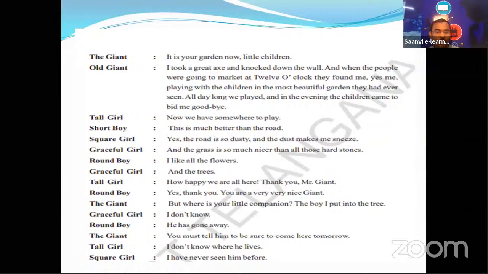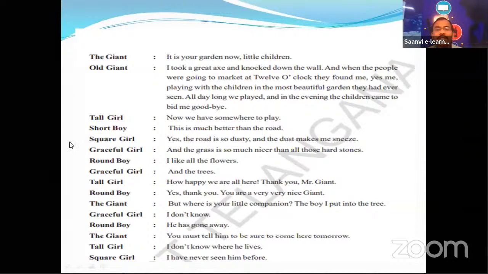So already I told you, in the beginning of this lesson, we have learned that there was a tiny boy who was not able to climb onto the tree. So the giant put that boy on the branches of the tree. So here he is asking about the child, the boy I put into the tree. Then the graceful girl said, I don't know. Round boy said that he had gone away.